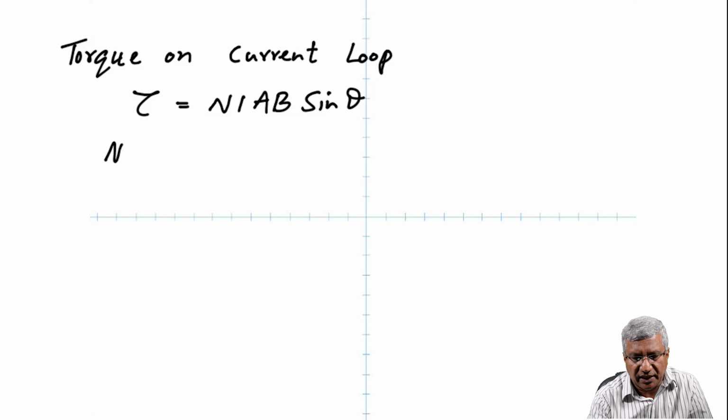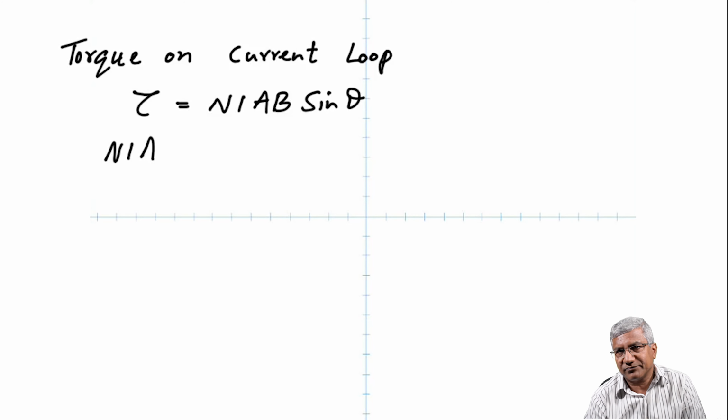What are the turns? N is the number of turns. All right, N is the number of turns, I is the current in amperes, A is the area in meters squared, and theta is the angle between what? Area and B. What's the direction of area? Always perpendicular to the loop. Keep that in mind. Okay.